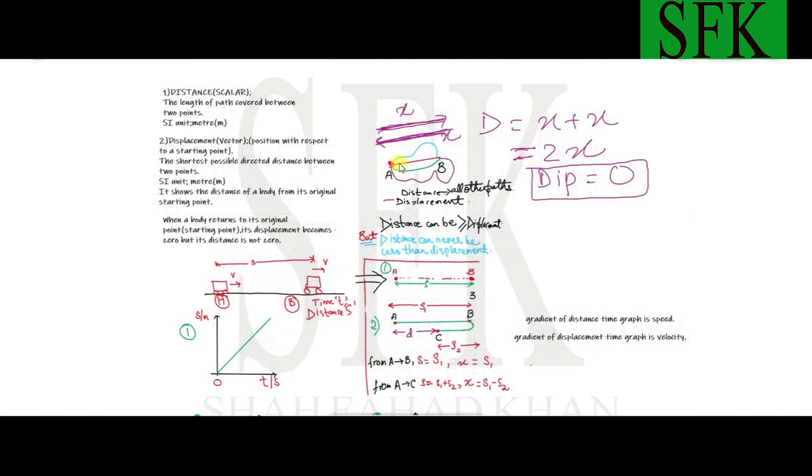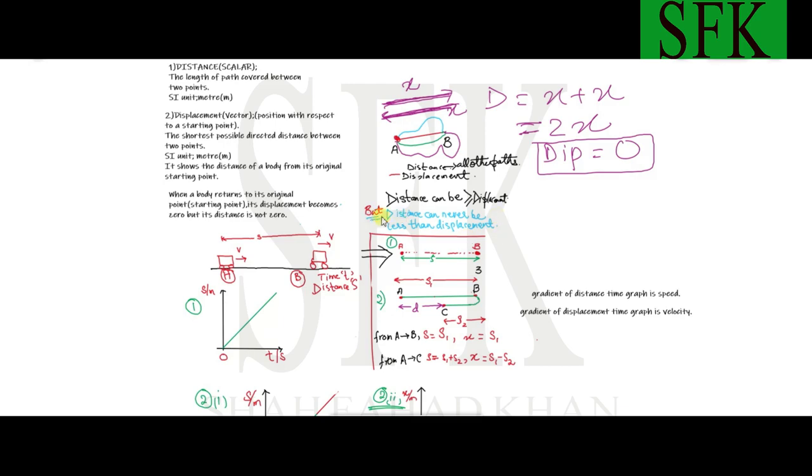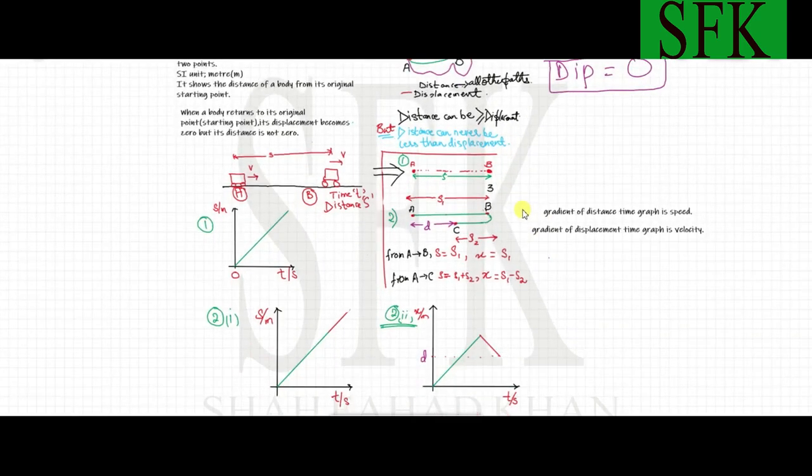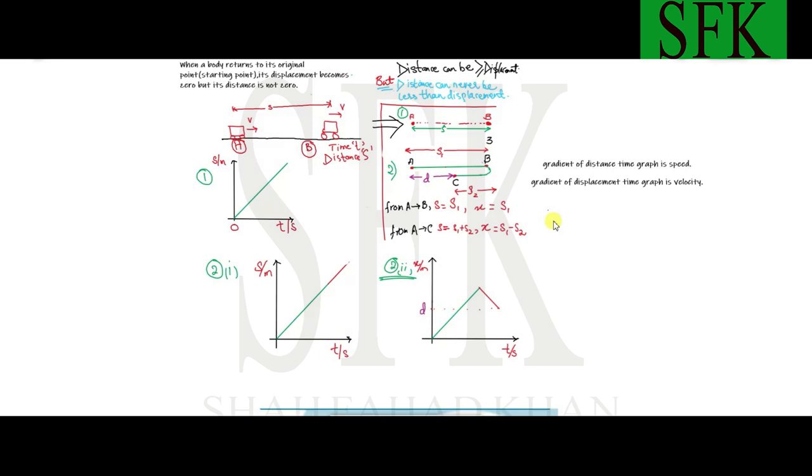If the particle has followed the red path, the distance and displacement are going to be equal. If the particle has followed any path other than the red path, it would have traveled a greater distance compared to the displacement. So distance is always greater than or equal to the displacement, but can never be less than the displacement, because displacement is the least possible distance between the 2 points. This is also an important point. Remember it.